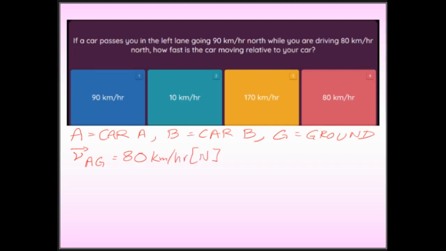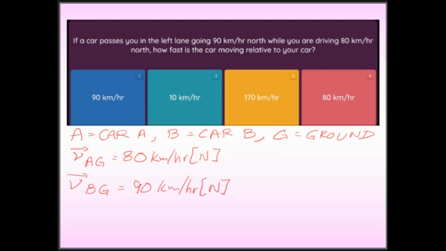How about the velocity of car B, also according to the ground? What about the velocity of the other car? Yeah, 90 kilometers per hour. Also where? Southwest.